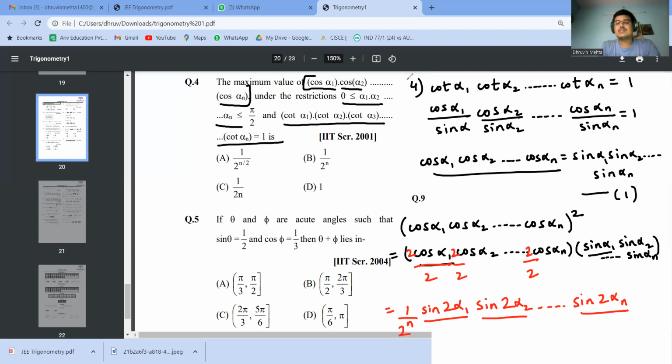B? No, wrong. Muskan, do you realize there is a square here too? We'll have to get rid of the square. So it's going to be square root of 1 by 2 raised to n. We have to take the square root also, Muskan. We started with considering the square of that expression, right? And square means power is half, so it will be 1 upon 2 raised to n by 2. Power is half. A is correct.